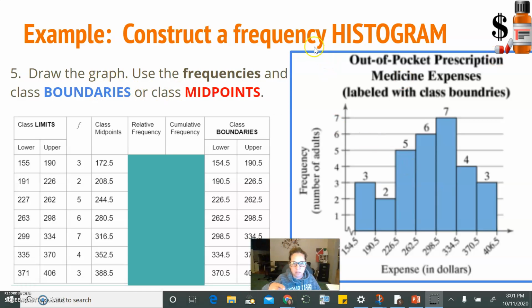Or, and that's got a blue outline here because it's about boundaries, we could use the midpoints if we wanted to. If we use the midpoints, it would look a little bit like this.